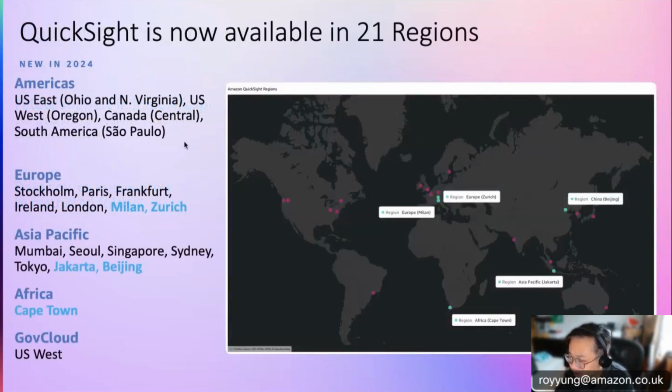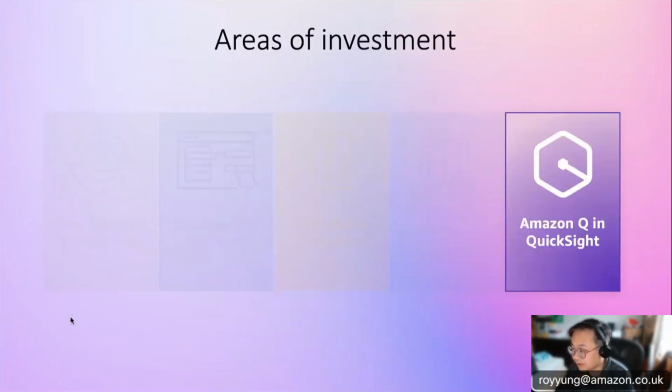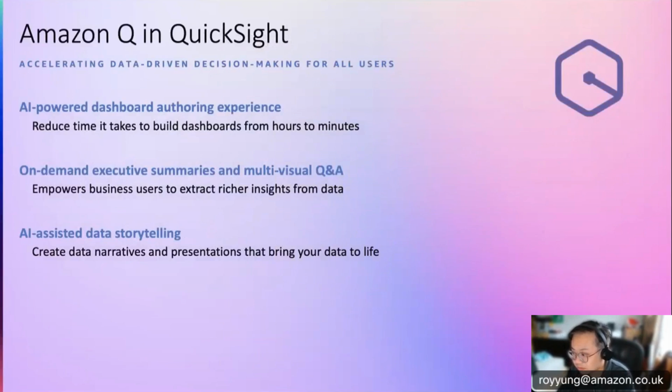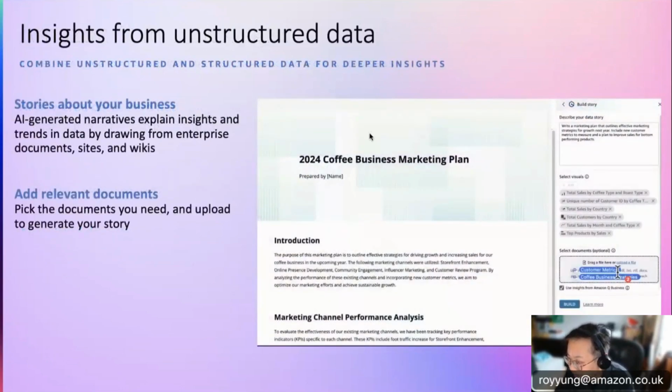And we are adding more regions, like in Europe, we are adding Milan and Zurich, Jakarta and Beijing in APAC, and also adding Cape Town. And last but not least, we have the Amazon Q in QuickSight investment. As I shared before, Amazon Q in QuickSight is a feature where your users can ask questions in the dashboard. They don't need to play around with filters. They just ask questions in natural language and get what they want. And a key update last year is that we are adding insights from unstructured data.